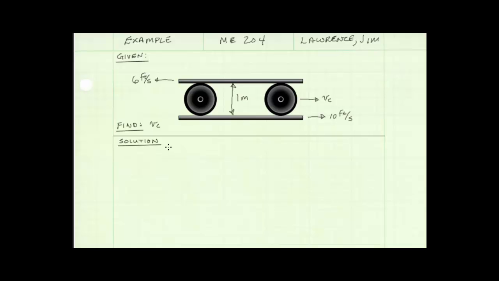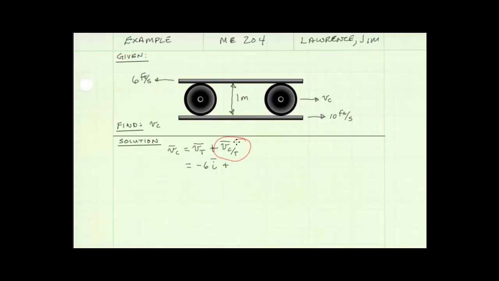Using relative motion and the relative motion equation, we know that the velocity of the center of the wheel, Vc, is equal to the velocity of the top of the wheel, Vt, plus the velocity of the center with respect to the top. Now the velocity of the top of the wheel is just the velocity of the top plate. So substituting in what we know, the velocity of the top of the plate is 6 to the left, which is a minus 6 in the I direction.